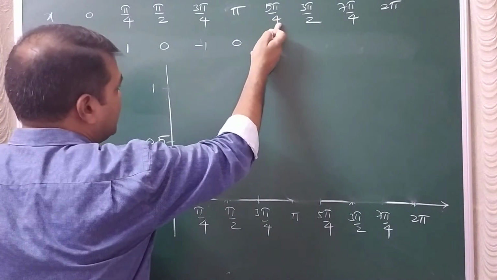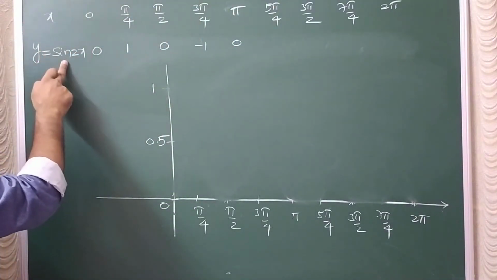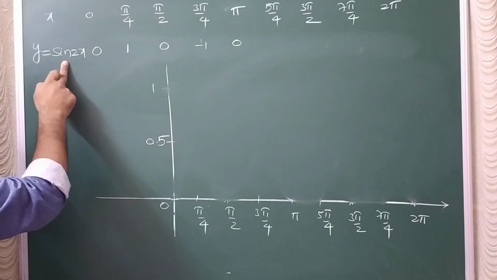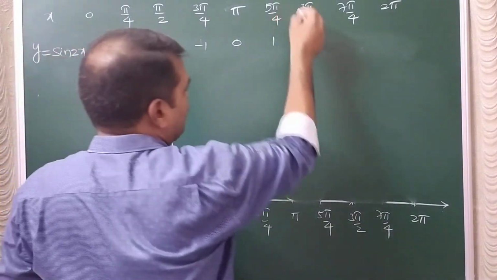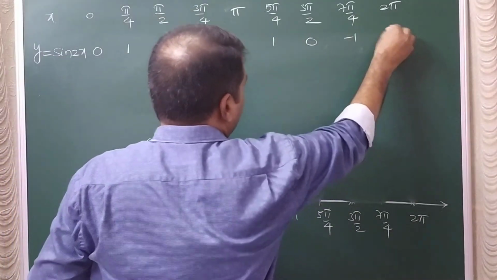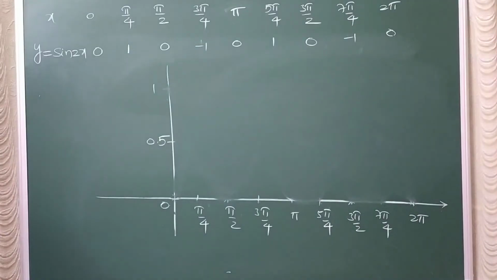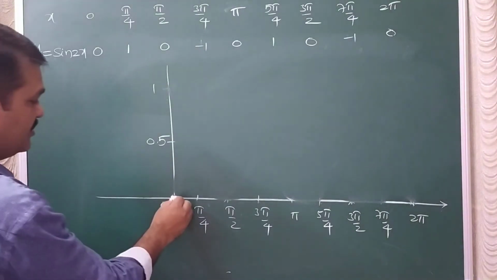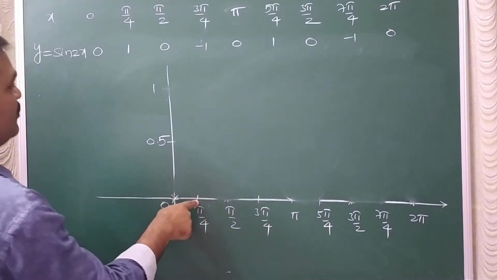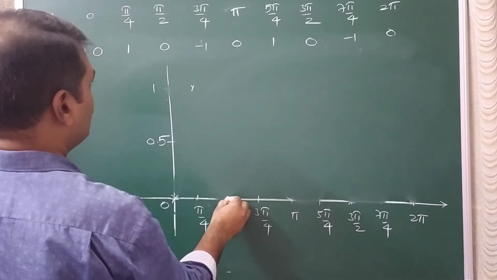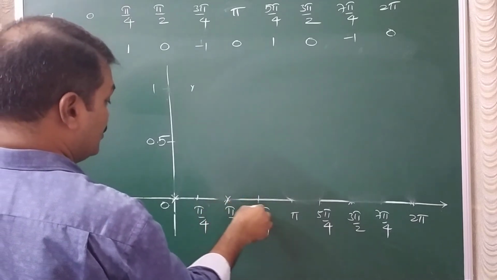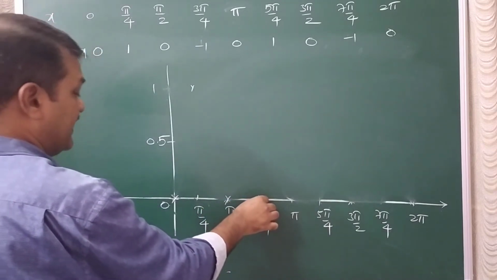So when x is 5 pi by 4, y is equal to sin 5 pi by 2 you get. Sin 5 pi by 2 is 1. Next for this you will get 0, minus 1, 0. Like that the process will continue. So okay, if I take the points now, 0. Pi by 4, you got 1 somewhere here. Pi by 2, 0. 3 pi by 4, minus 1.